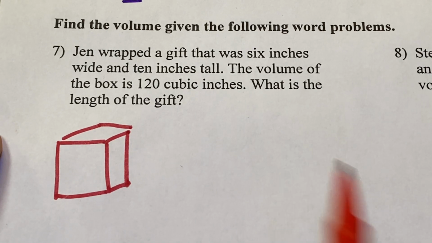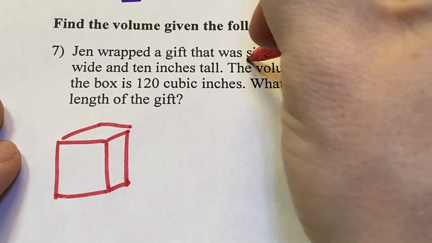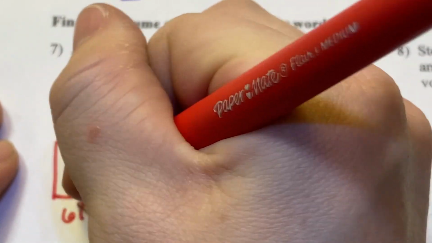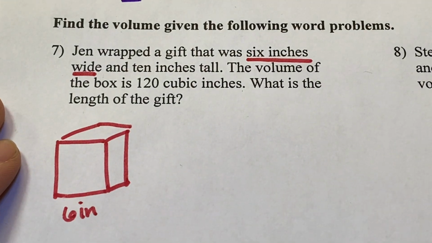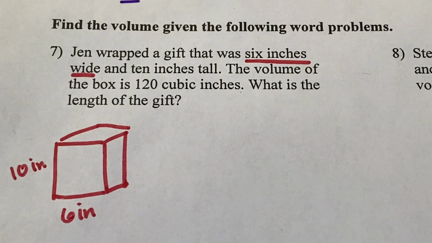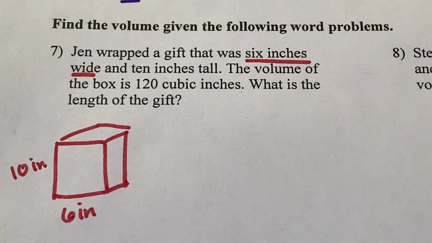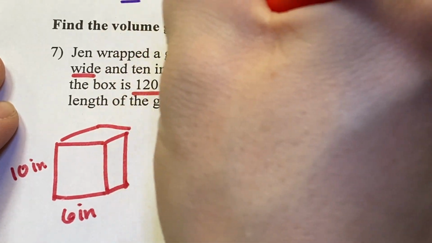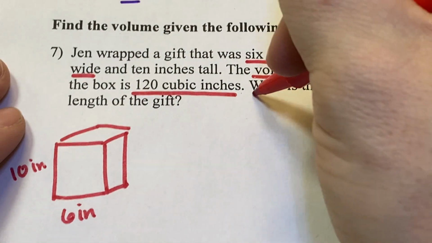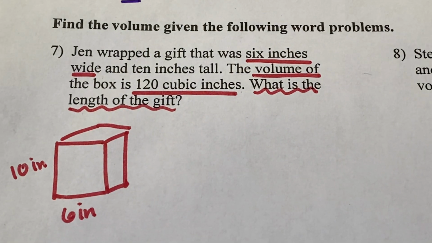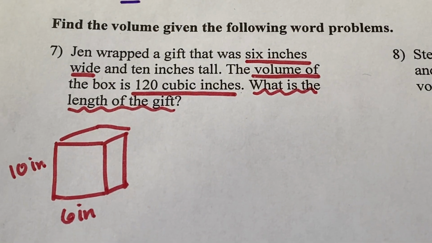Okay. So it says that it was 6 inches wide. So I'll just put my 6 inches right there for the width. And 10 inches tall. Okay, so then 10 inches. But then it's actually giving me the volume. We're not asked to find the volume here. It says the volume is 120 cubic inches. It's asking us to find the length. So it's kind of going backwards here.